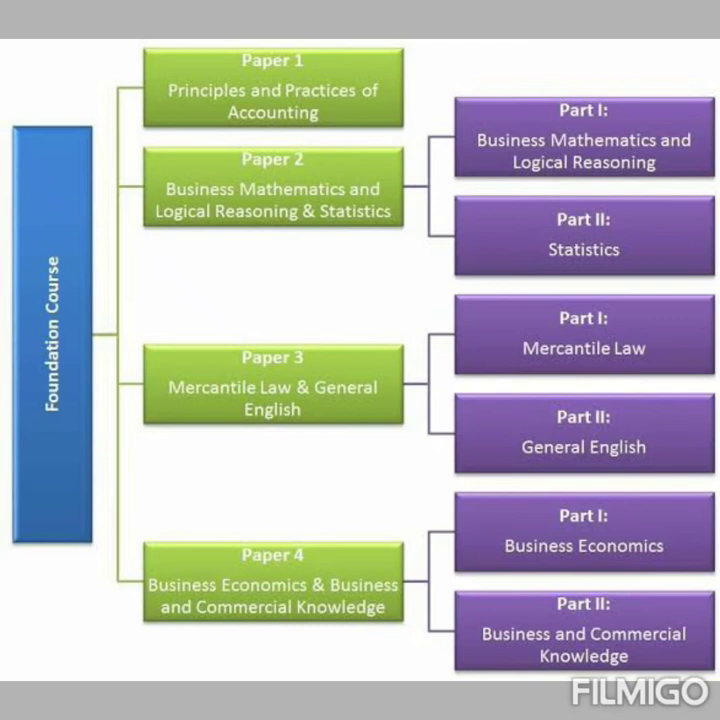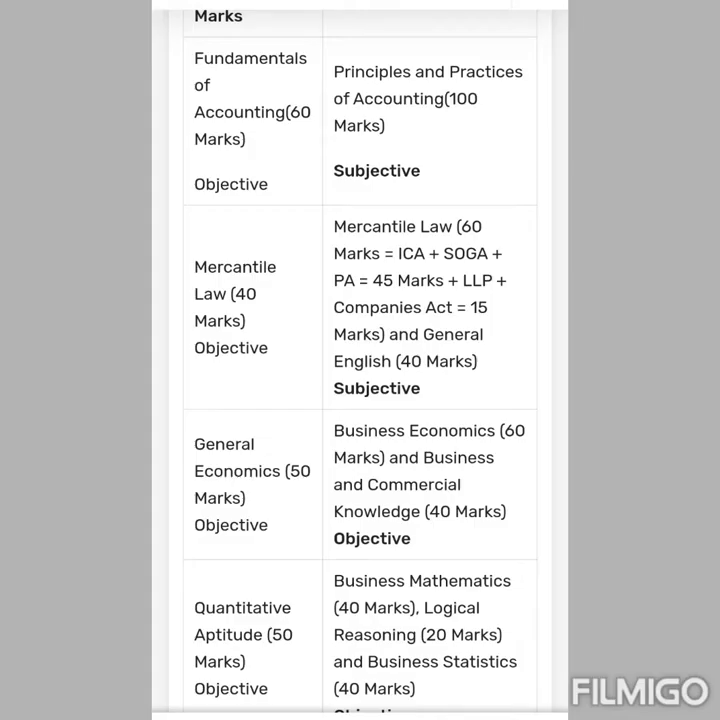In this, Paper 1, Principles and Practices of Accounting, and Paper 3, Mercantile Law and General English, are subjective papers. Subjective papers are descriptive papers that you need to write in a detailed format. Papers 2 and 4, Business Mathematics and Logical Reasoning and Statistics, and Business Economics and Business and Commercial Knowledge, are objective type papers, that is, you will be given an OMR sheet. So it's a kind of MCQ questions. Choices will be there and negative marking will be there. For every wrong answer, minus 0.25 will be deducted.